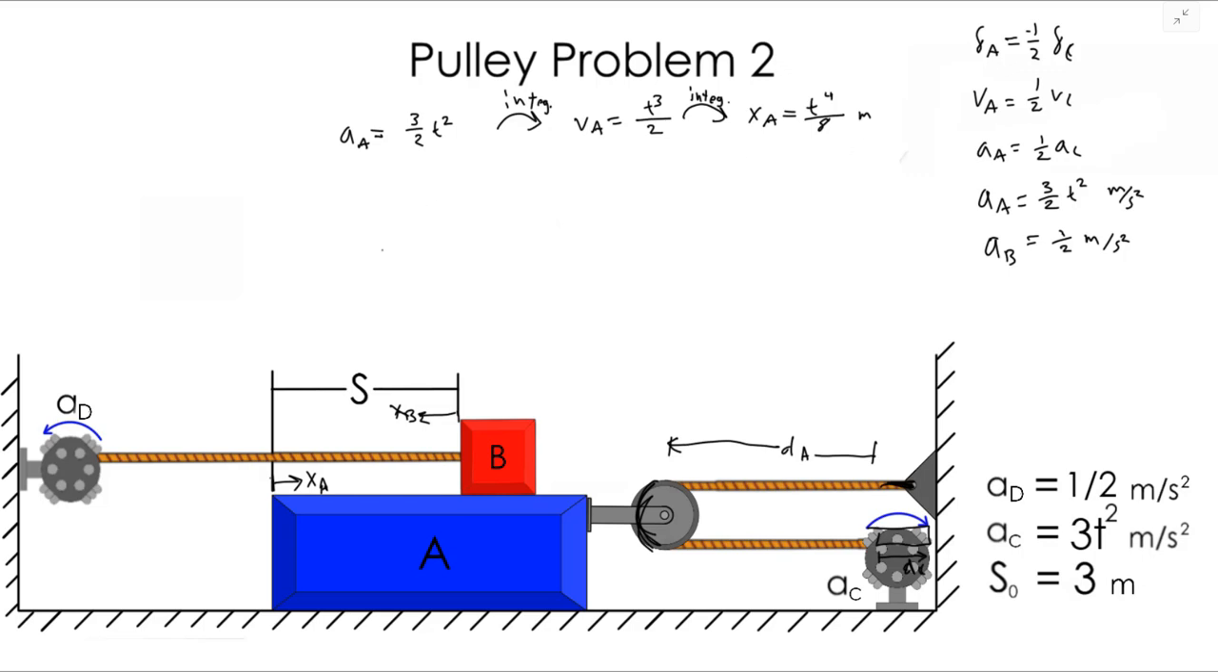Let's do the same thing for AB, which is just a half. So we're going to take the integral then.